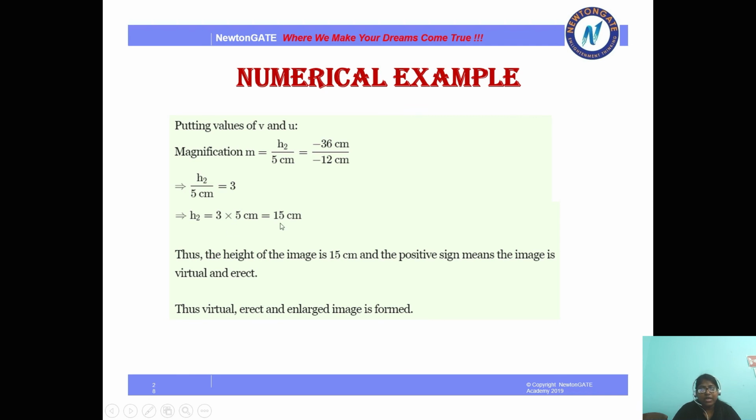h2 is equal to, then I am finding out h2 is 15 centimeter, and thus the height of the image is 15 centimeter. Positive sign means the image is virtual and erect. We have learned in reflection, when we did magnification there as well, if the value you are getting of h2, never h1, is negative, that essentially means your image is inverted. That is why you are getting a negative sign. Inverted means real, but here we have got a positive sign, so it is virtual and erect, and obviously enlarged because it was 5 and now it is 15, so it is enlarged.